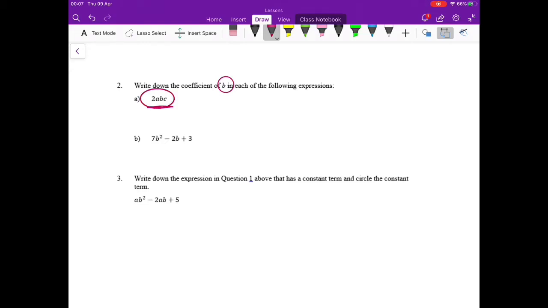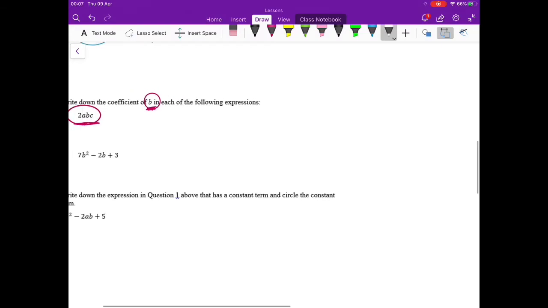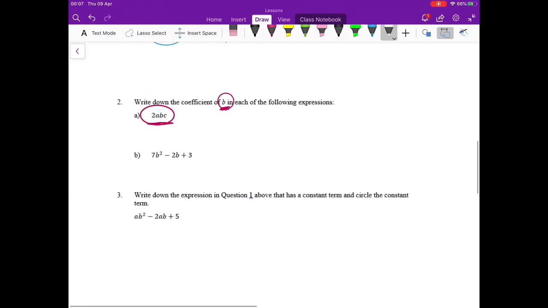Once I've got my 1 term, I go and look for my b, and then I take my Topix, and I'm going to Topix out the b, and what am I left with? Well, I'm left with 2ac, so the coefficient of b is going to be 2ac. So whatever is left after you've Topixed it out.